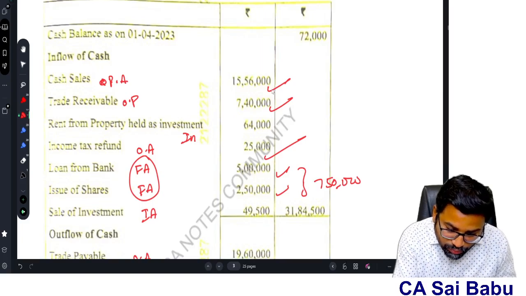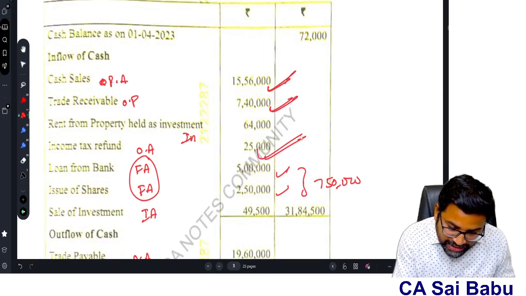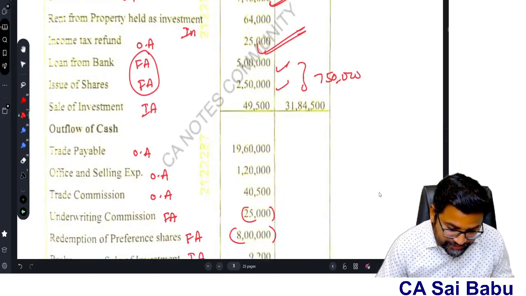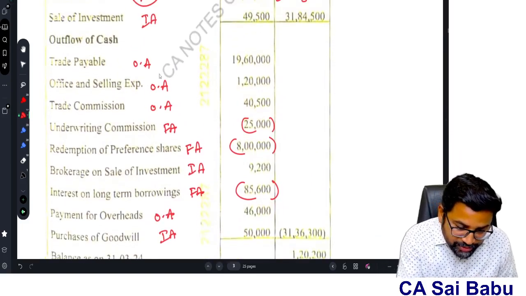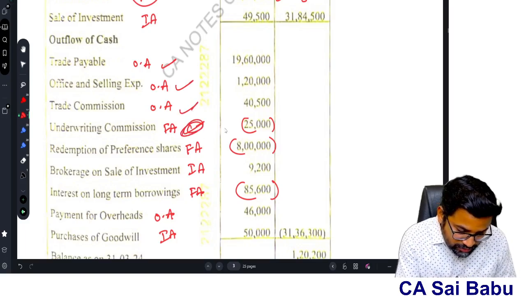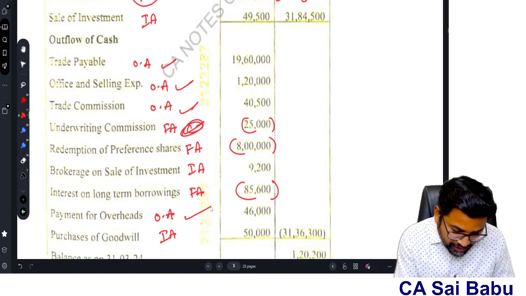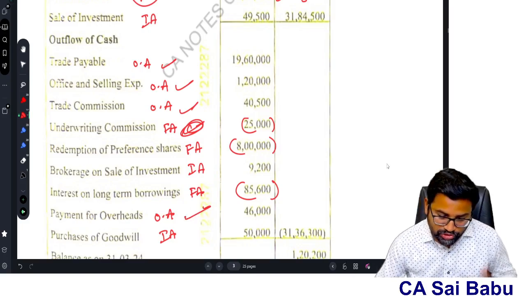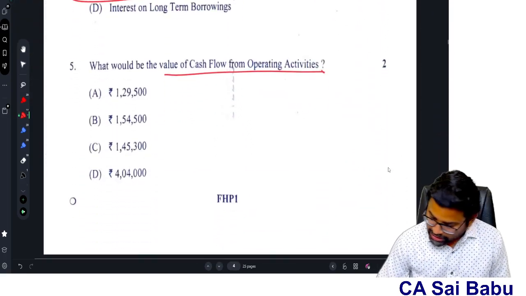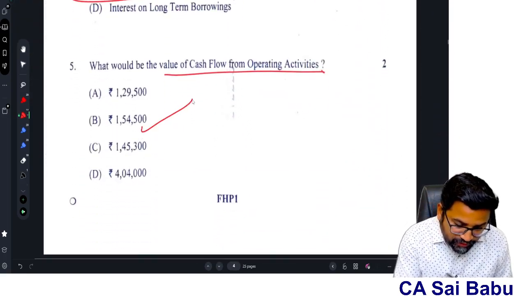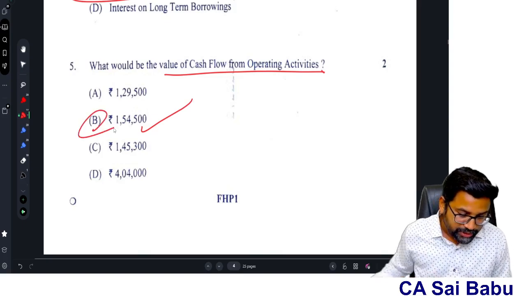So inflows 1, 2, income tax refund 3. These three are inflows as far as the operating activity is concerned. Trade payables, office and selling expenses, trade commission, and then payment for overheads. 4 outflows. So you minus it. So you will get the answer of 1,54,500. So this is the answer, B.